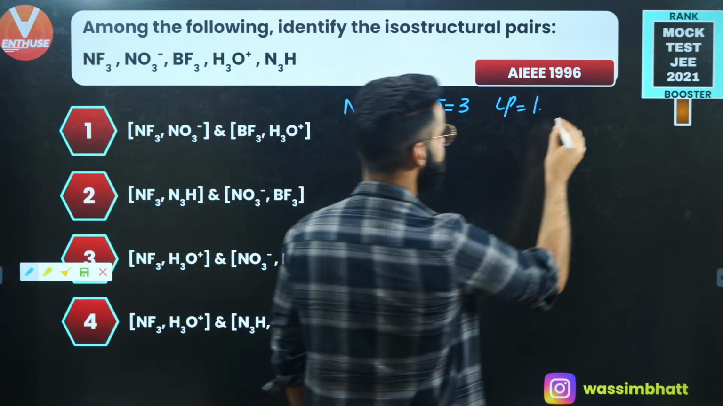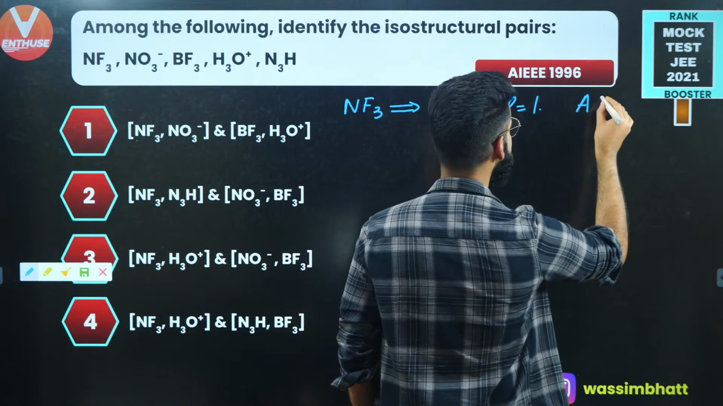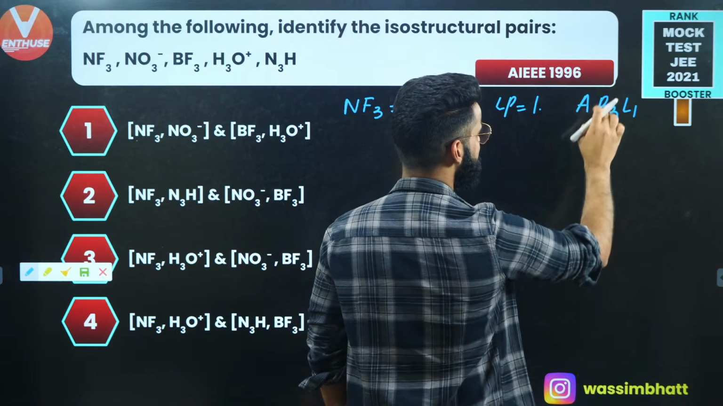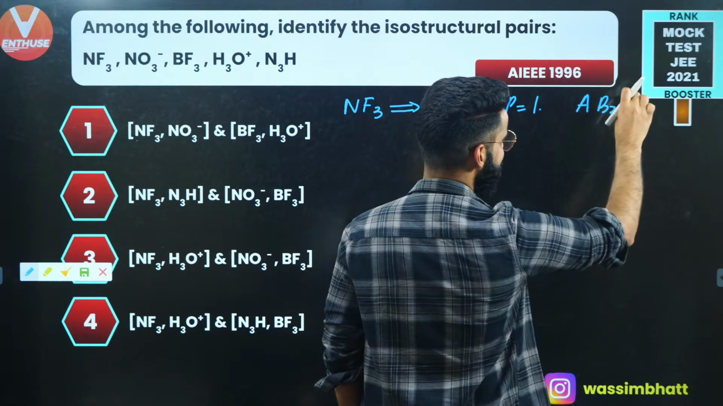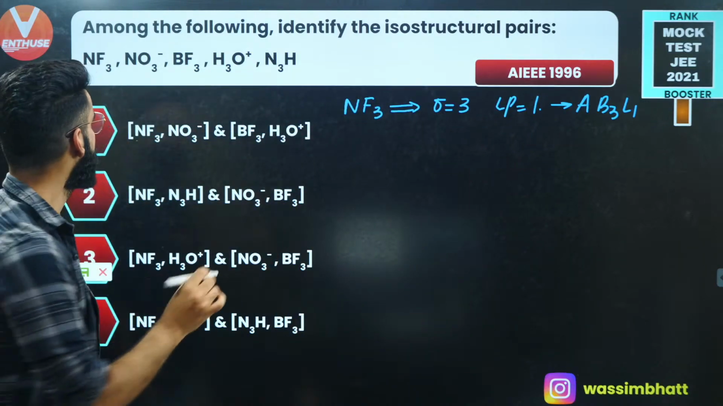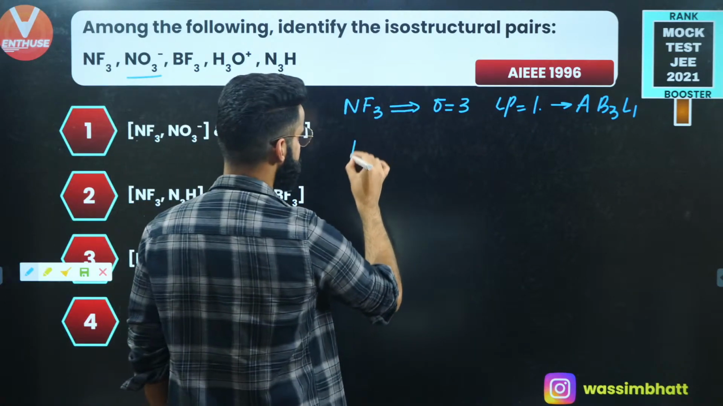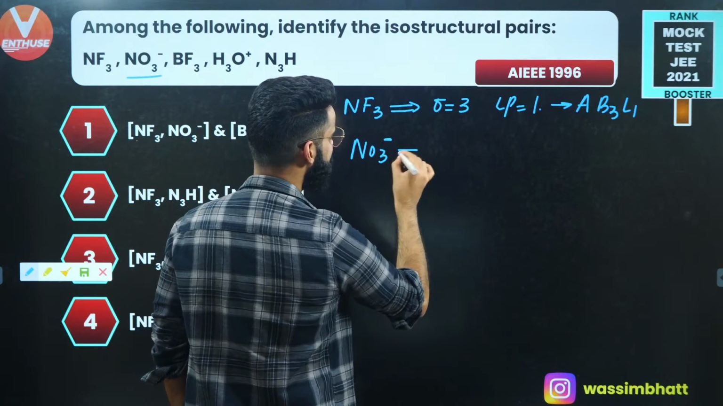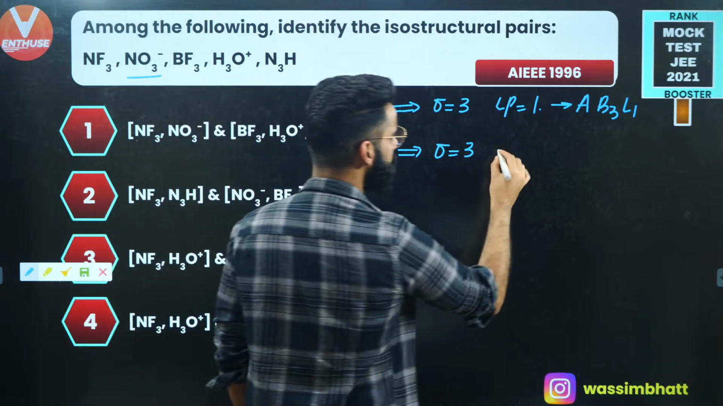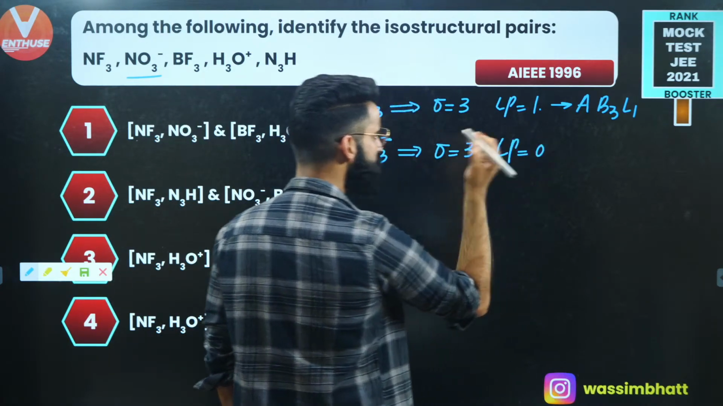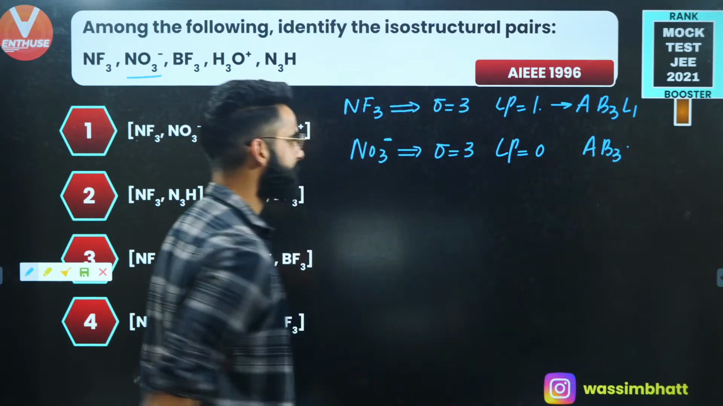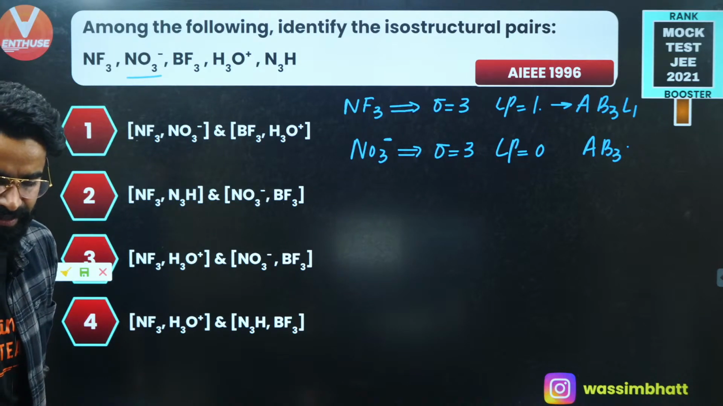The type of the molecule is going to be AB3L1, right? Where this A is the central atom, B is what I call as the bond pairs, and L is the lone pairs, right? The type of the molecule is going to be AB3L1, point number 1. If I talk about NO3 negative, how many sigma bonds do we have? Again, we have got 3 sigma bonds, right? How many lone pairs do we have? We have got 0 lone pairs on nitrogen. So the type of the molecule is simply going to be AB3 type, as simple as that, right?